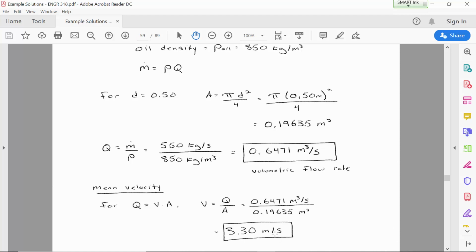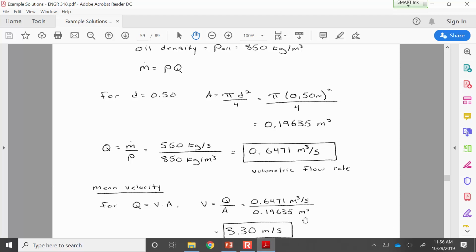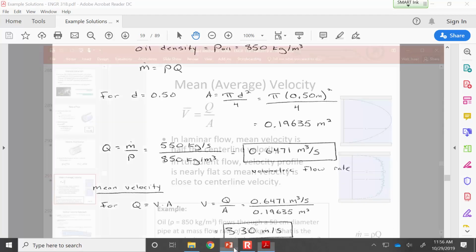All right, so mass flow rate doesn't really complicate things too much more. We are already familiar with density and how to deal with that, so no problem.